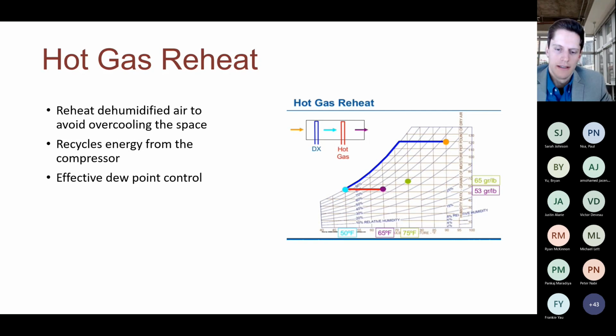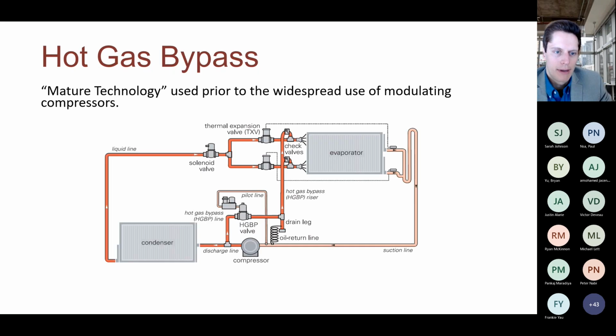There is some confusion in the industry about hot gas reheat and hot gas bypass. So hot gas reheat is a means to reheat the supply air. Hot gas bypass is an older technology that's used to modulate the capacity of your compressors and really your DX coil. So you're essentially putting a false load on your evaporator coil, your DX coil. And that's the way you're modulating capacity. So you're essentially doing negative work just to modulate capacity. So it's not that efficient at all.